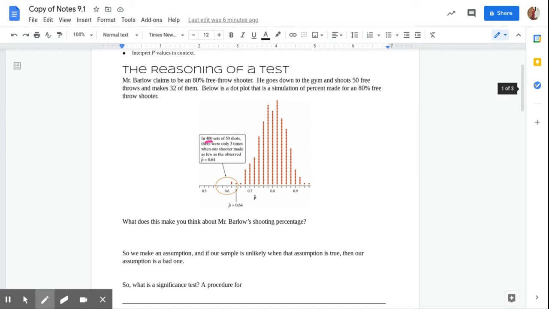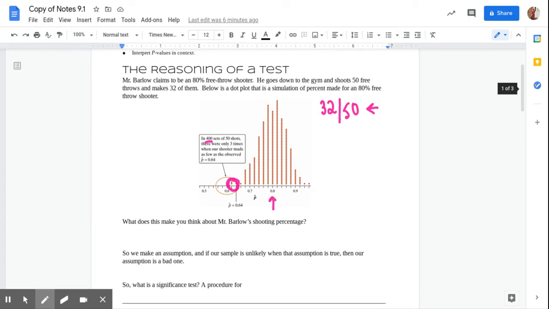So Mr. Barlow went down and did this one time. Well, we can use an online simulator to put in the data and see what it would be like 400 times. So he's claiming he's an 80% free throw shooter from this one sample. But if we did it over and over and over again, and he did the same 32, he got that 32 out of 50, we only have a couple times that that's actually happening. So based off these 400, right, and based off his one sample here, he's not really falling at this 80% mark. He's falling at way less than that.